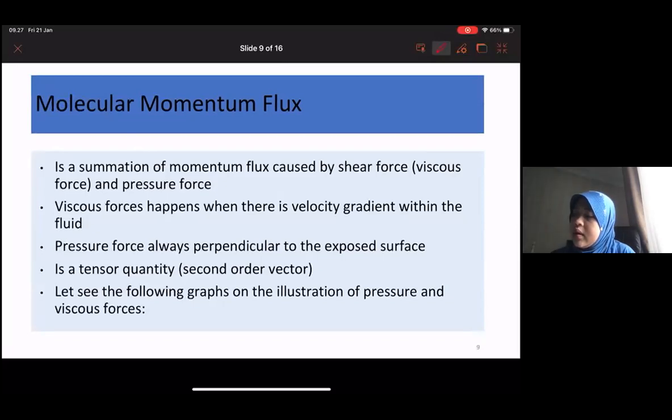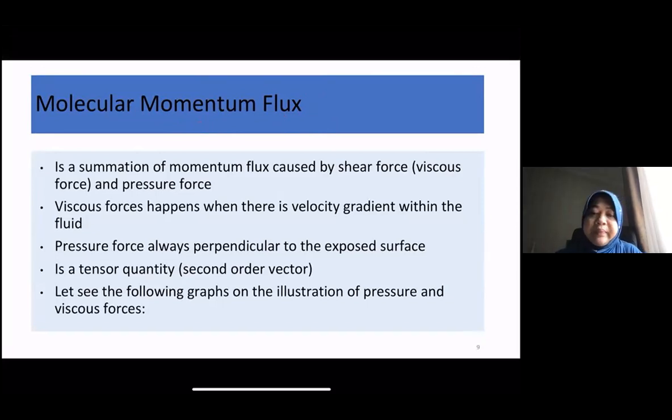So now the momentum flux, I think I can introduce a term of molecular momentum flux. And then another one, we call it convective momentum flux. Okay, so what is the molecular momentum flux?